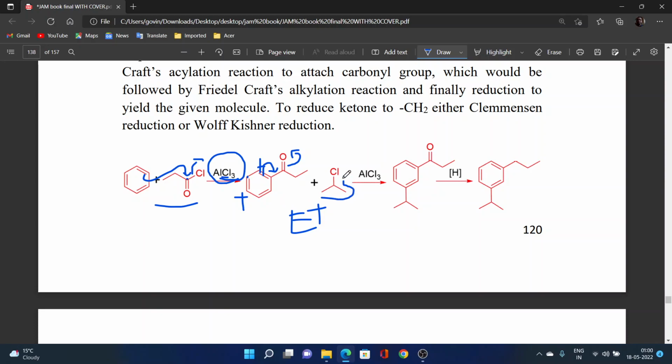You just react with alkyl chloride, and again in presence of AlCl3 it will give you this. Then you have to do Clemmensen reduction or Wolff-Kishner reduction. So this reduction reduces the ketone or aldehyde into alkane. So it becomes CH2 this. So the answer is B.